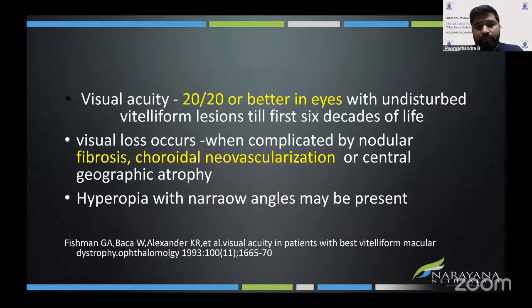So most of the time, the visual acuity is 20/20. It could be even better also. The visual loss usually occurs because of secondary complications like nodular fibrosis or development of choroidal neovascular membranes. And these patients also tend to be hyperopes and have narrow angles, and it's important to screen these patients for glaucoma very often.